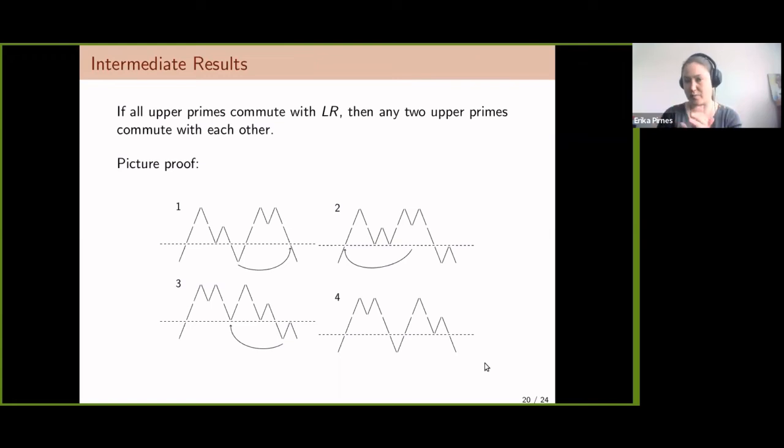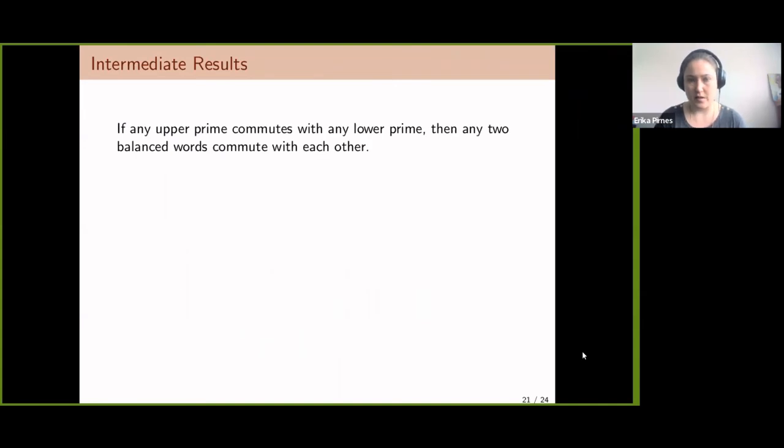So what did we use? We used the assumption that upper primes commute with LR, and that smaller, shorter upper primes commute with each other. The actual proof is by induction on the total length of the pair, showing that any two upper primes commute with each other. And from this follows another intermediate result.